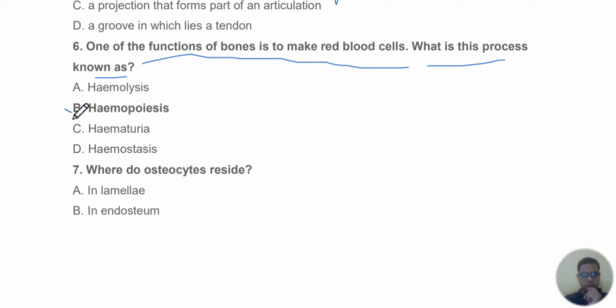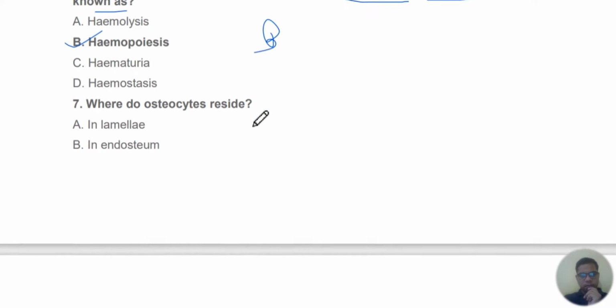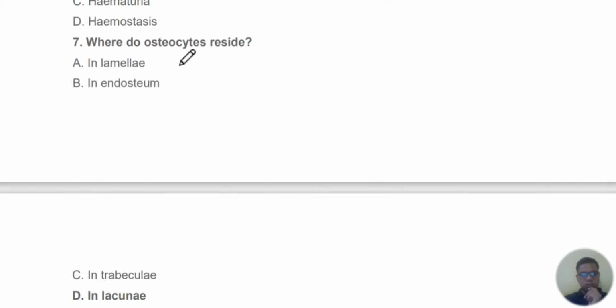known as? The answer is B, hemopoiesis. Okay. Next is 7 question number. Where do osteocytes reside? The answer is C, lacuna. Okay.